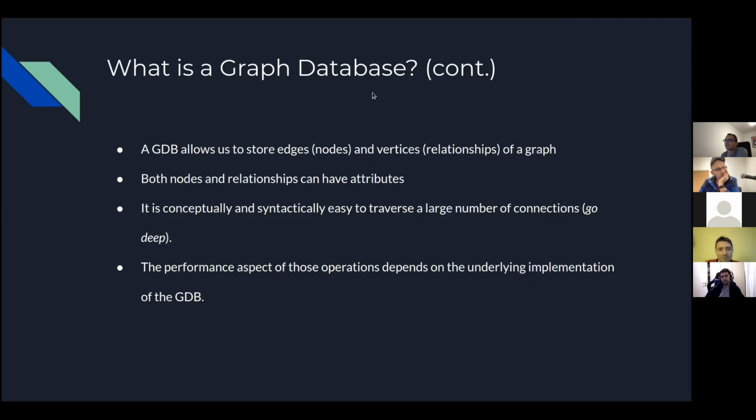So why do we like graph databases? It's conceptually and syntactically easy to traverse a large number of connections, a large number of relationships, and that's useful in certain areas. Now, the performance aspect here depends on the underlying implementation. Neo4j, for instance, likes to boast that it's one of the few graph native databases. So it's graphs all the way down, as they would say, while this could also have been done with a relational database and then an abstraction layer above it that would handle this and translate this.